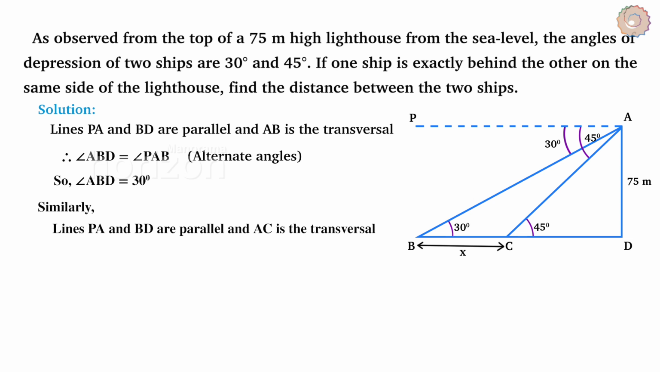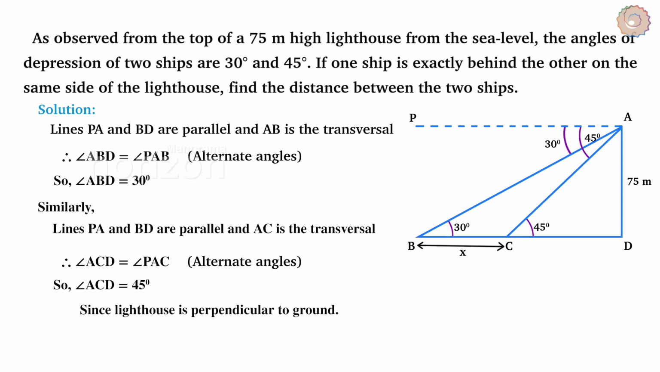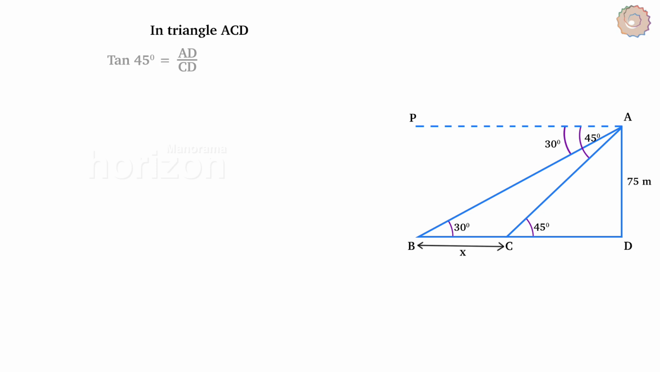Similarly, lines PA and BD are parallel and AC is the transversal. Therefore, angle ACD is equal to angle PAC because they are alternate angles. So, angle ACD is equal to 45 degree. Since the lighthouse is perpendicular to the ground, angle ADB is equal to 90 degree. In triangle ACD, tan 45 degree is equal to AD by CD. Substituting tan 45, we get it as 1, which is equal to 75 by CD. Solving for CD, we get it as 75 meter.